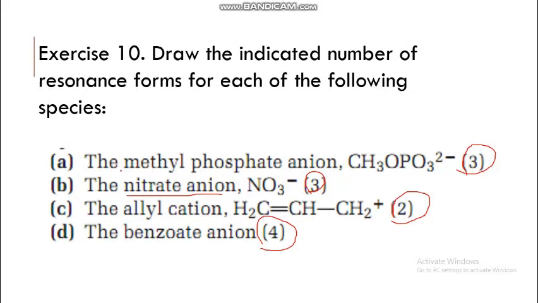You can search for the actual form of this compound. Then you would draw the resonance forms na lang. So may libre na kayong isa na resonance form for each of these compounds. Okay.